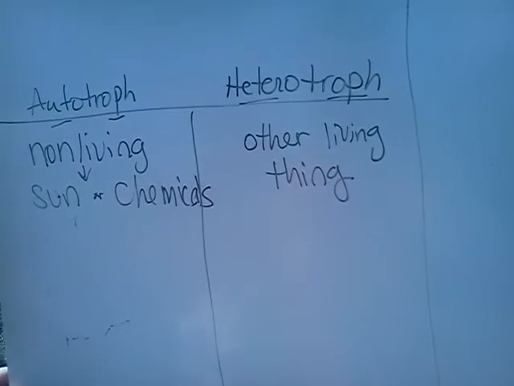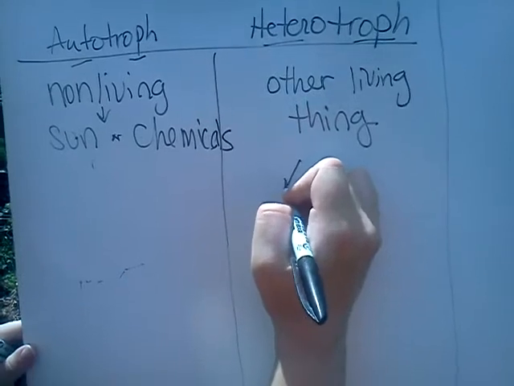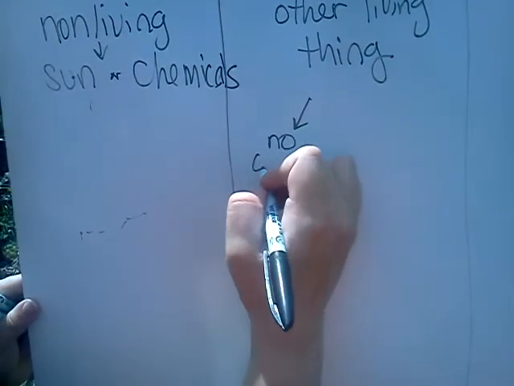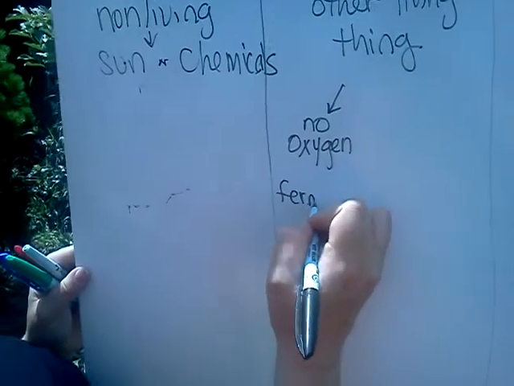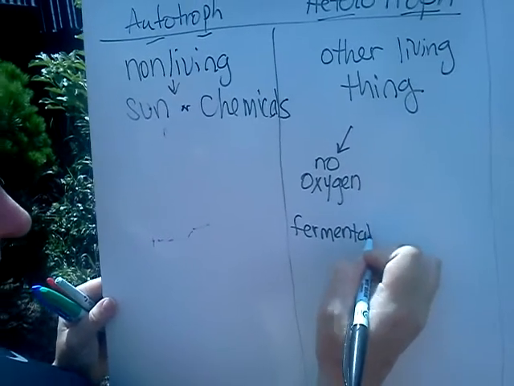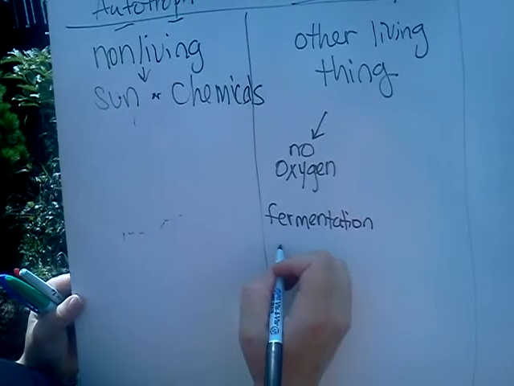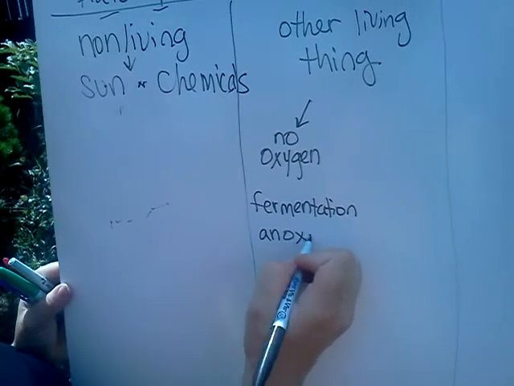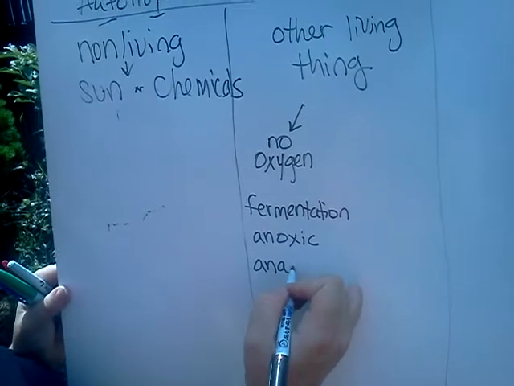Now, there's two ways we can do it. We can use it with oxygen or without oxygen. If we have no oxygen, we use a process called fermentation. If you like spicy words, another word for no oxygen is anoxic or anaerobic. An means not, no air.